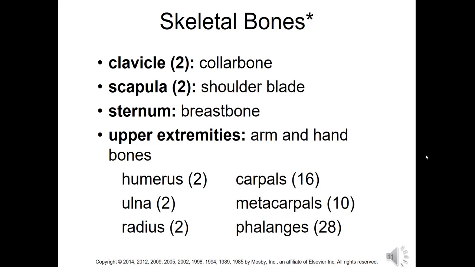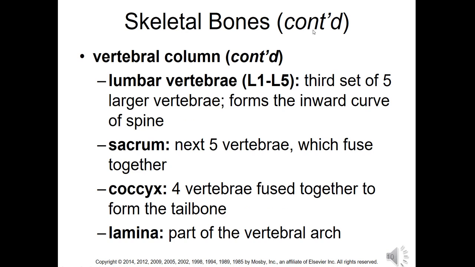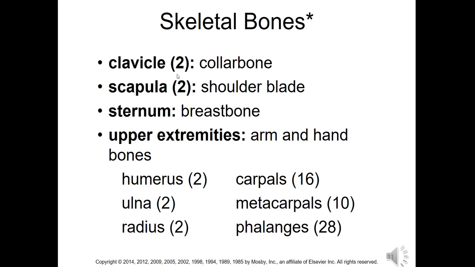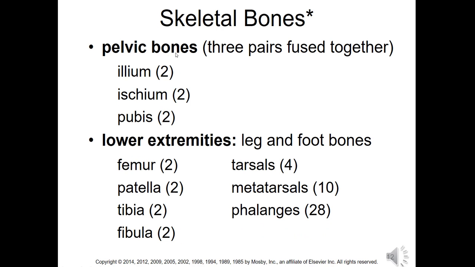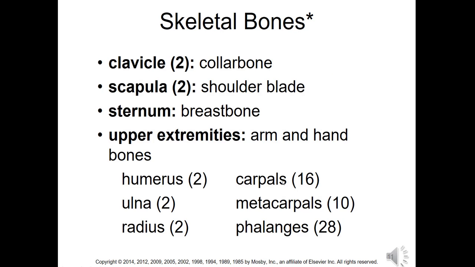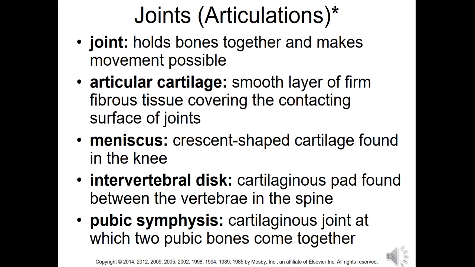These are your appendicular, is what we call them, which means your extremity bones. So you have your scapula and your clavicle bones, your sternum, upper extremities, and then the lower extremities, which include the pelvic area as well as the actual lower extremity bones. Notice the numbers for each of these. If you add all of these up together, you get 206 bones.